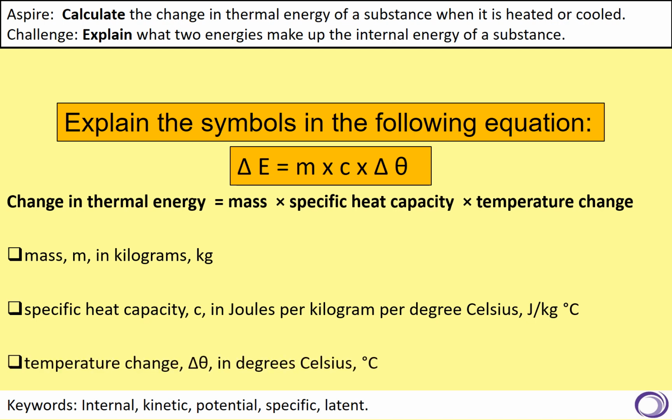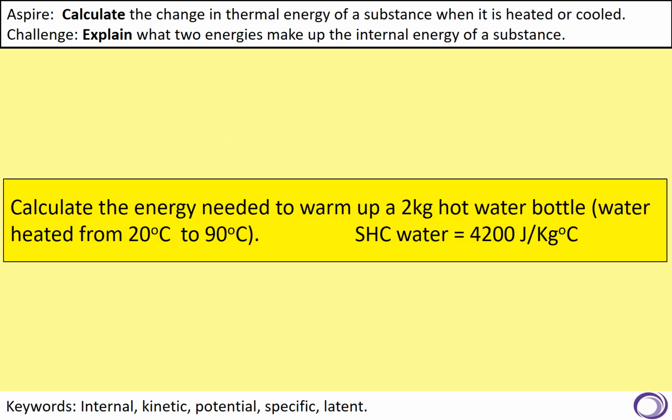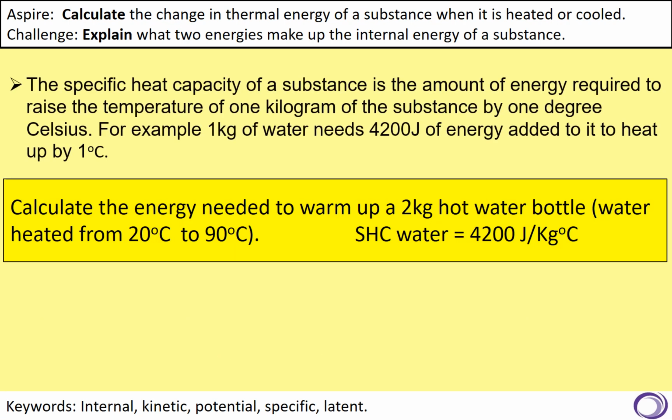Now, just remember, there are different ways to measure temperature. So there's Fahrenheit and there's Kelvin, but in this case, we're using degrees Celsius like most people do. That little triangle there just means a change in. So that just means a change in temperature. Just to try and help you with this.